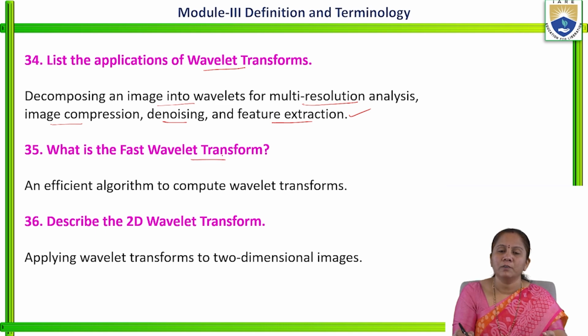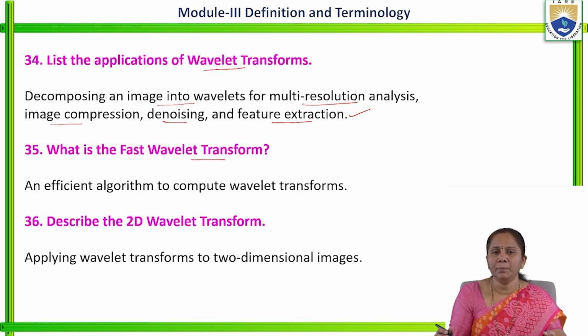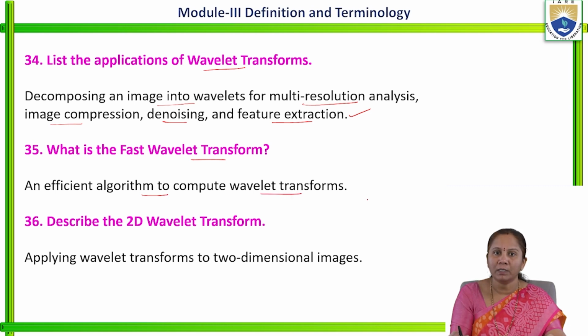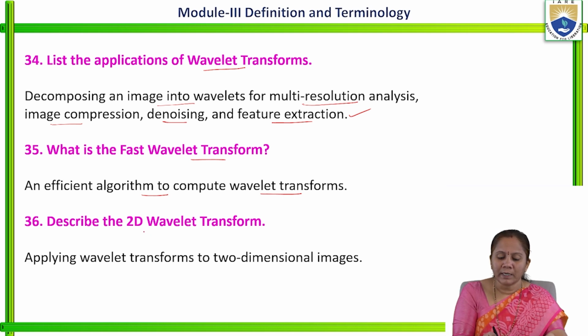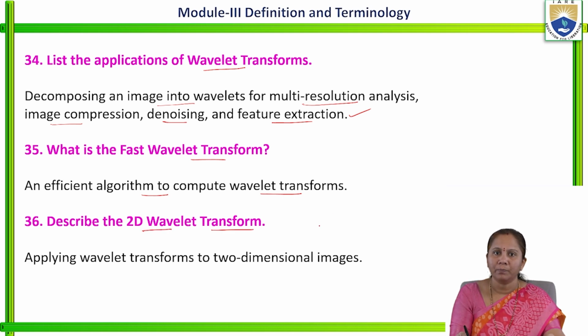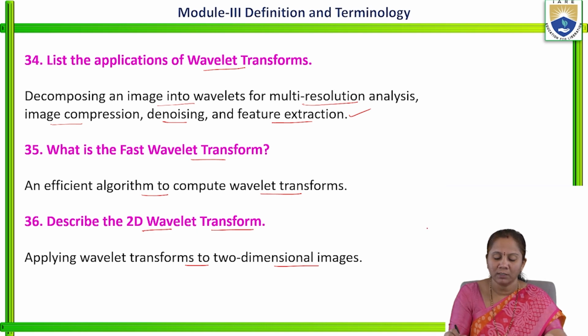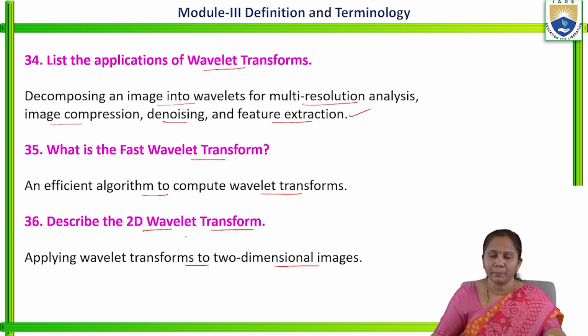And what is fast wavelet transform? Normally we know the wavelet transform. Fast wavelet transform means the computational speed will be increased if we apply this type of wavelet transform. So an efficient algorithm to compute the wavelet transform is the fast wavelet transform. Describe the 2D wavelet transform. So what does the 2D wavelet transform mean? Applying the wavelet transform to two-dimensional images is called the 2D wavelet transform.